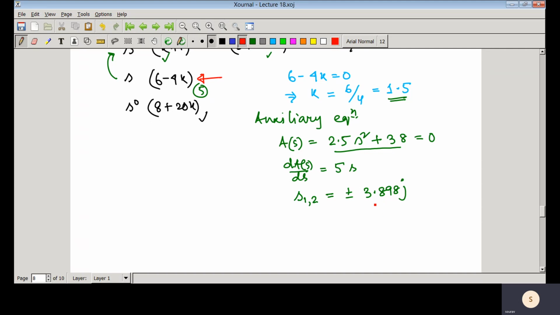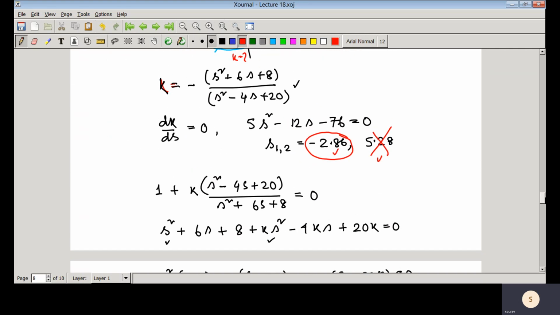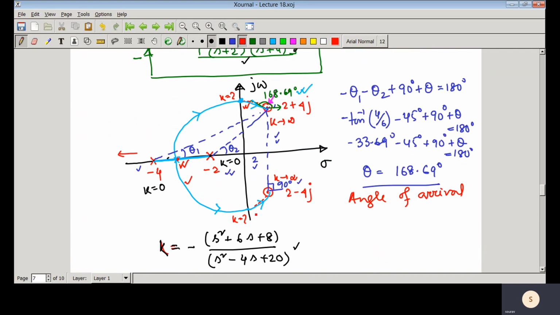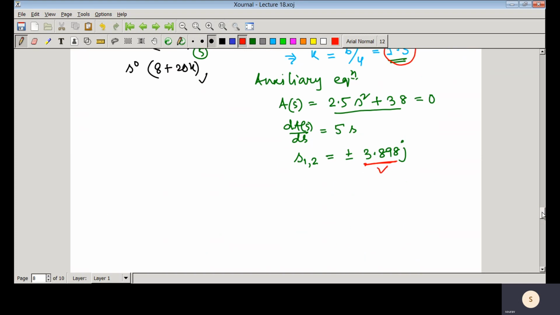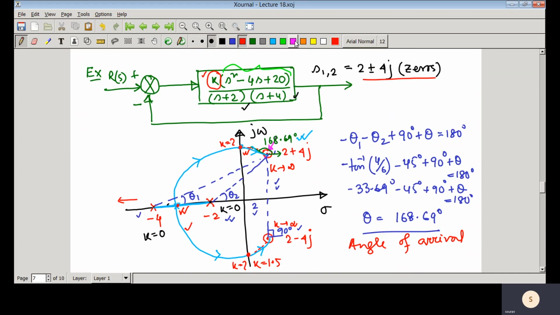So this is that value, this is the point 3.898j, and this is the value of k. So if you go back to the root locus, the value we get is 1.5, and these particular points are 3.898j. So this point is 3.898j, and this is minus 3.898j. So this is your complete root locus.